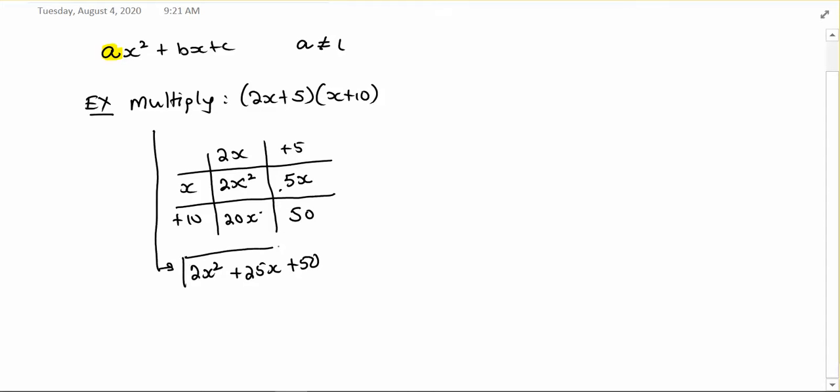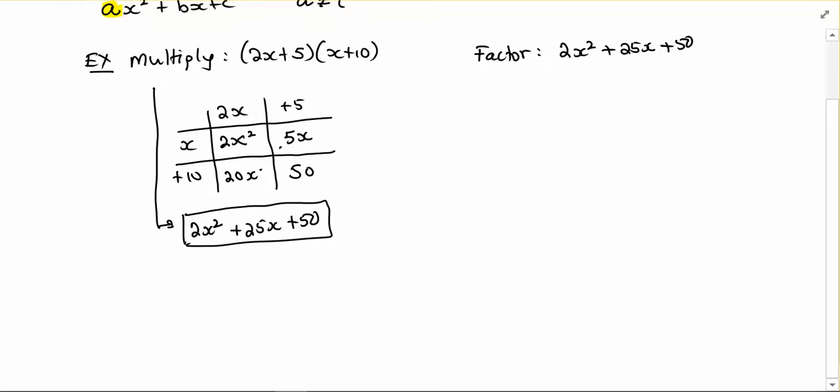Now factoring works in reverse. So to factor, we would have to go backwards. Imagine now we had the problem that said factor 2x squared plus 25x plus 50. Now we already know the answer to this because over here we see it. But what if we didn't know the answer?